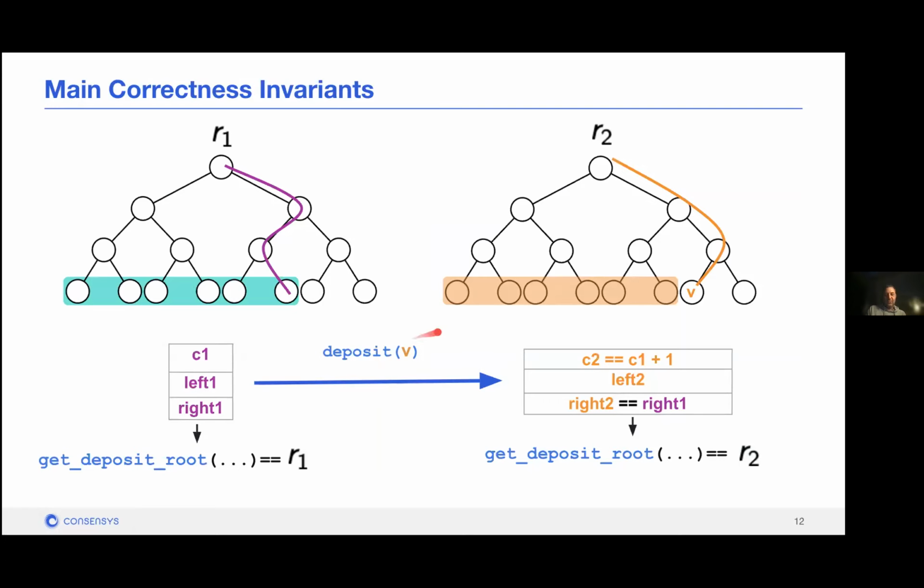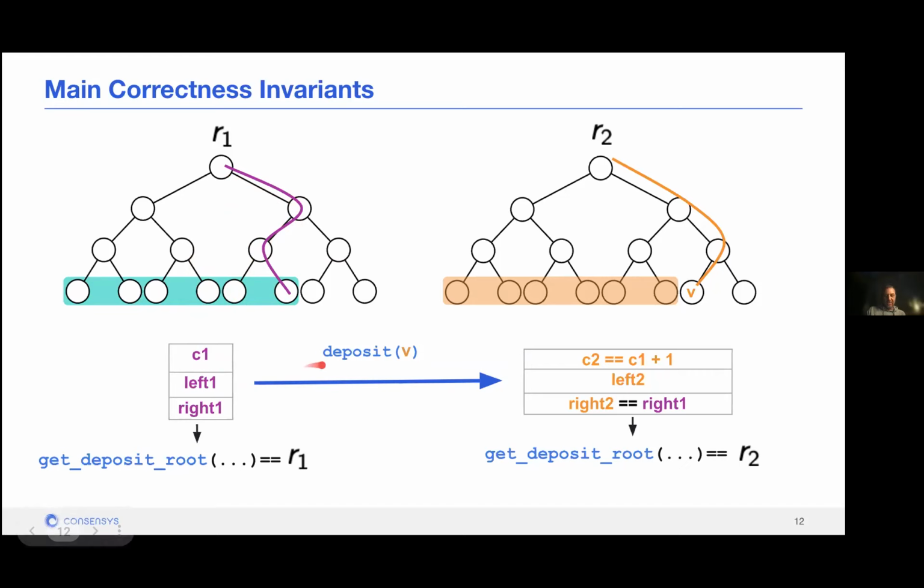So what do we prove? What's the main invariant that we're going to prove? Let's say you've inserted a certain number of leaves, and the current path to the current leaf is the purple one. We represent the state of the tree. Of course, we don't want to build this tree, but we represent its state by a counter C1, which is the number of values that we have inserted so far, and the left and right arrays that I mentioned before, which contain the values of the siblings on the purple path, on the left and on the right.